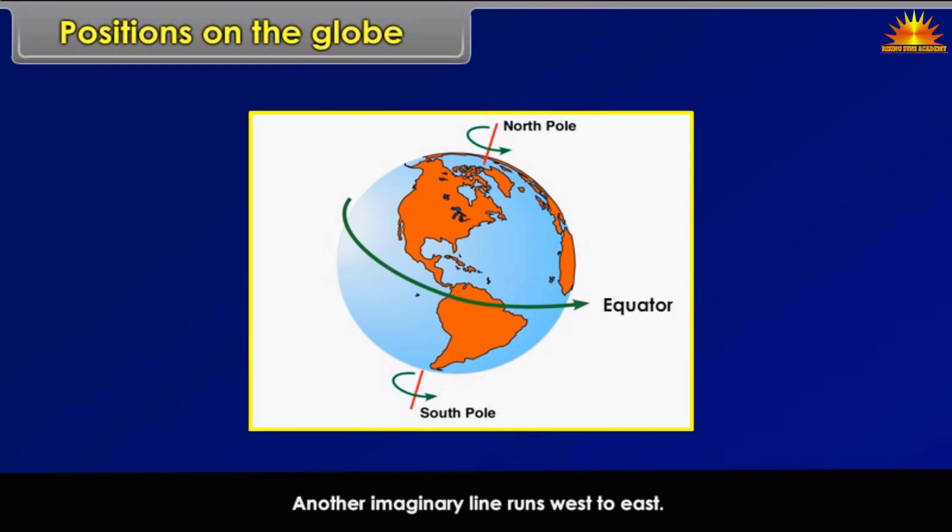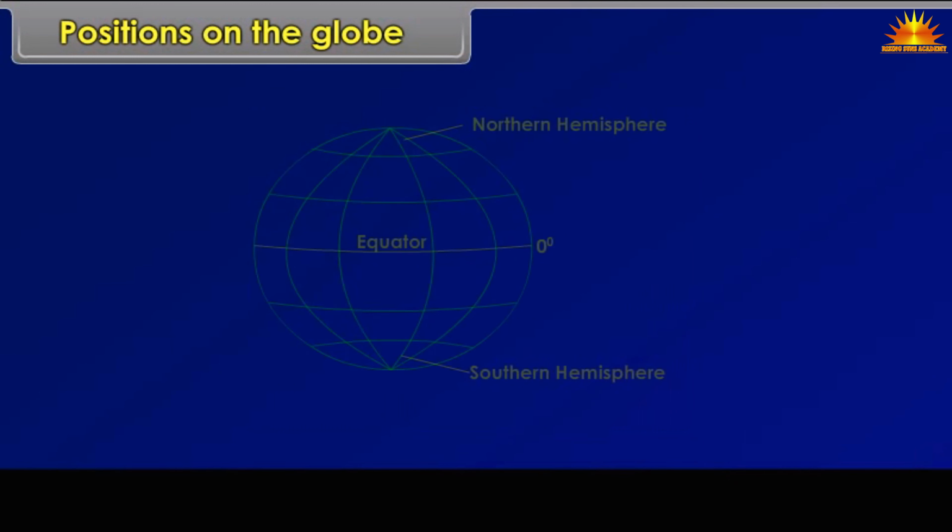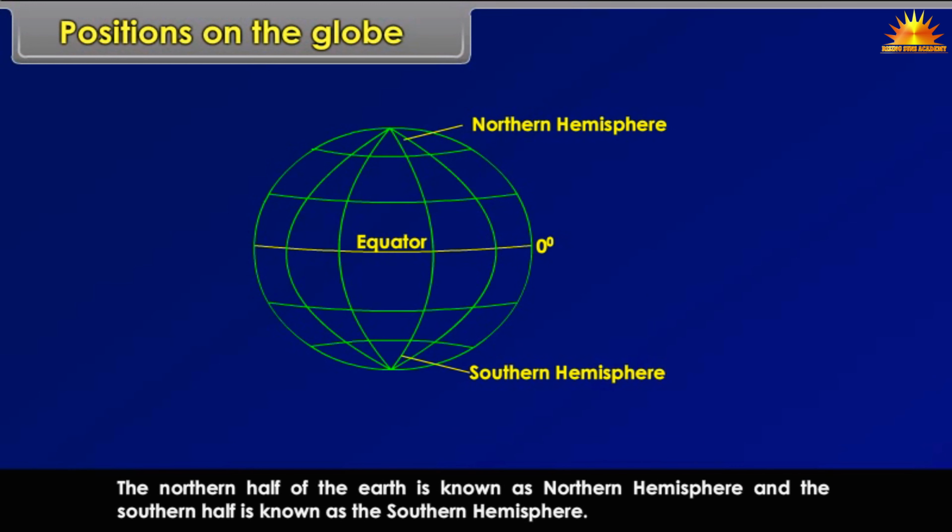Another imaginary line runs west to east. It divides the Earth into two equal parts. This imaginary line is known as the equator. The northern half of the Earth is known as Northern Hemisphere and the southern half is known as the Southern Hemisphere.